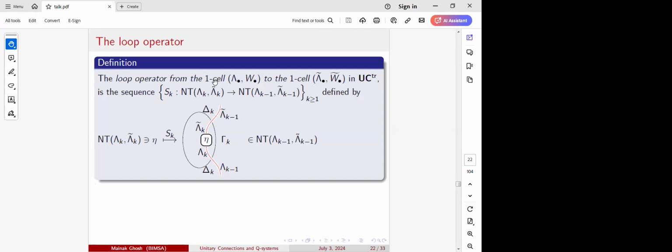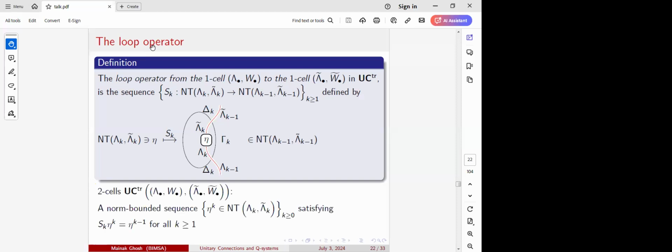Then the loop operator from lambda to lambda tilde is defined as a sequence of maps S_k, where each S_k is a map from the space of natural transformations from lambda_k to lambda_k tilde to the space of natural transformations from lambda_{k-1} to lambda_{k-1} tilde, where the map S_k on eta is defined using this diagram. Now in this diagram, these crossings come from the unitary connections of lambda and lambda tilde, and these arcs come from the solution to conjugate equations of the functors delta_k. Now using this loop operator, we define the two cells.